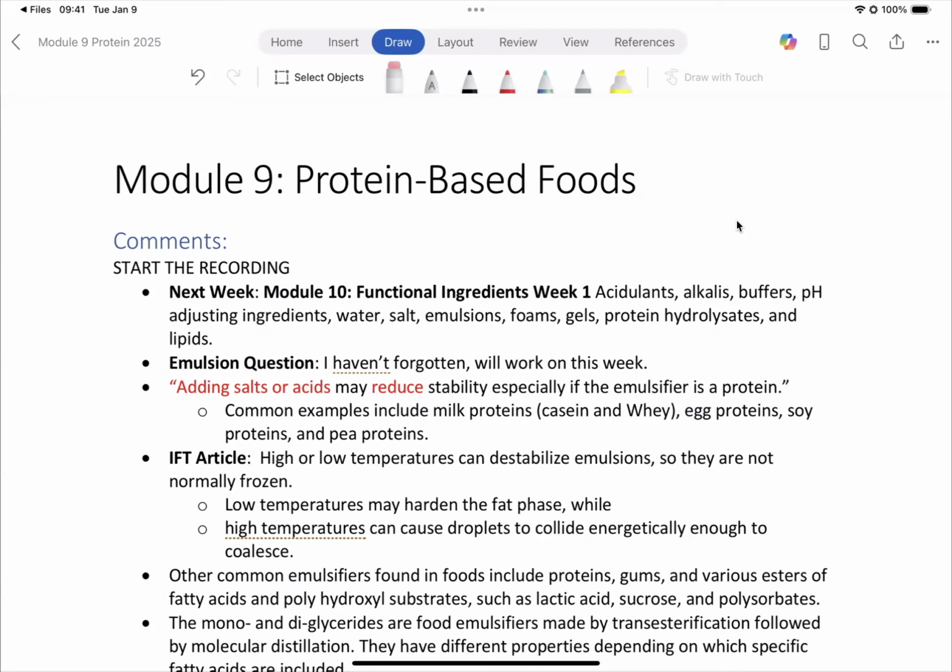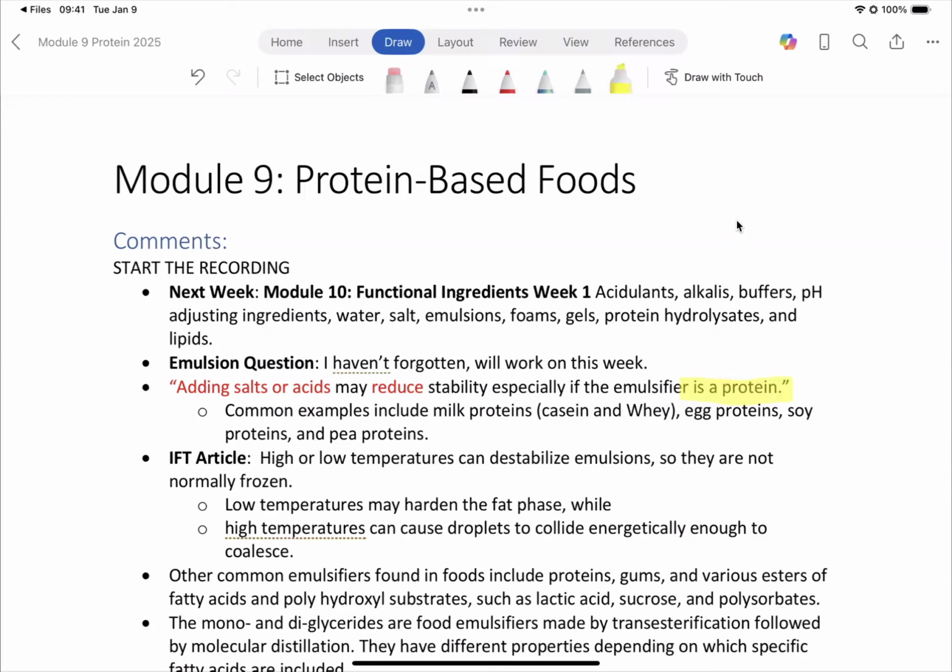Anyways, last week there was a question on emulsions, and it had to do with the statement adding salts or acids may reduce stability, especially if the emulsifier is a protein. So you guys were after me to explain that. First of all, I had to figure out what is a protein emulsifier. Common examples of those are casein and whey, egg proteins, soy proteins, and pea proteins. So now I know the answer to that question.